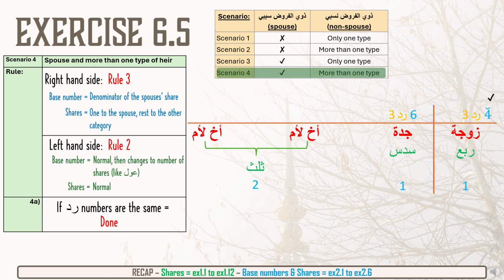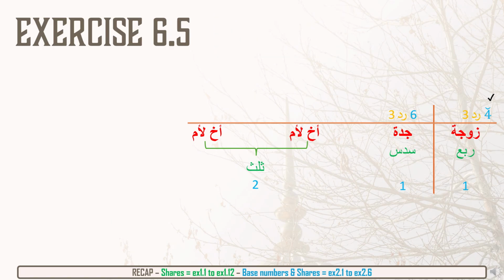Why does it work? Because the radd on the right hand side is telling you how many shares are left over. The radd on the left hand side is showing you how many shares are used. Since you are using the exact amount that is left over, there is no further action required. So in summary, the base number will be 4. The wife will get 1 out of 4, which is exactly how much she should get.